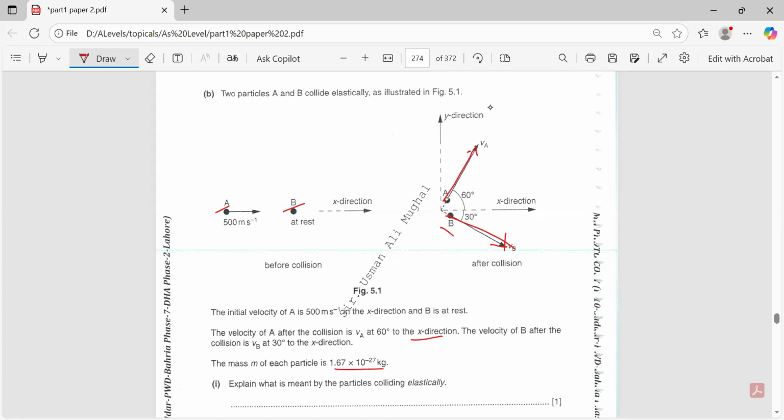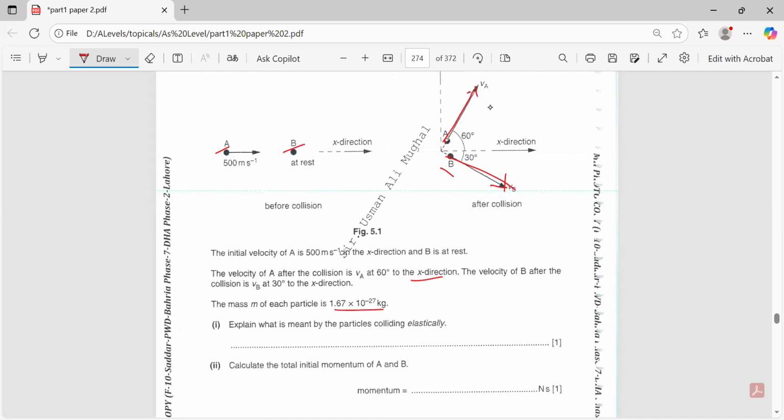The mass is considered as 1.6 into 10 power minus 27. Each particle is having this much mass. The question says, what is meant by particles colliding elastically? Again, you can state here two multiple answers.